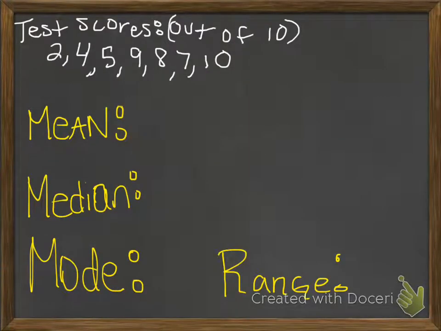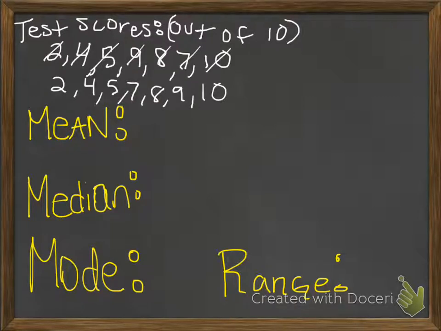Okay, so let's look at this data set that we have here. We're looking at test scores that are out of 10. The first thing we want to do is order this from least to greatest, if it's not already done so. All right, so here we are. We have it ordered from least to greatest.